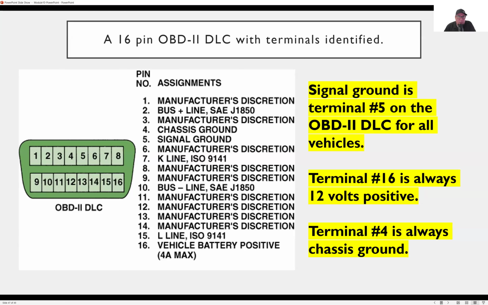As you can see, here's your list of them and what they could be. The number 1, number 3, number 6, number 8, 9, and so on, they all say manufacturer's discretion, meaning whoever made the car can put on there what they want. They can put on their own data lines. They can make a different data line. Traditionally, most vehicles use 6 and 14 for data, but that's not always the case in all vehicles. Different manufacturers use that OBD2 connector in different ways.